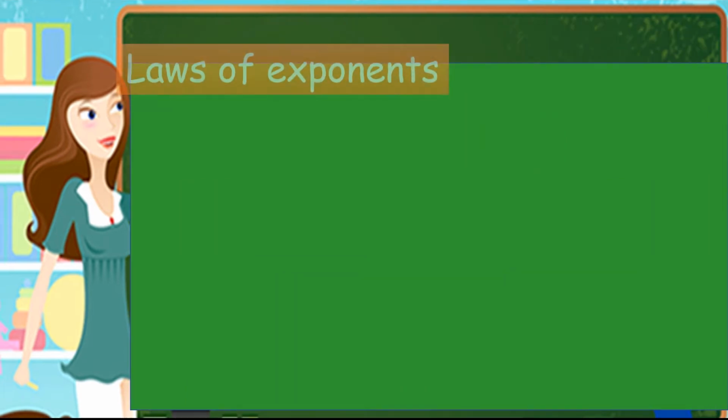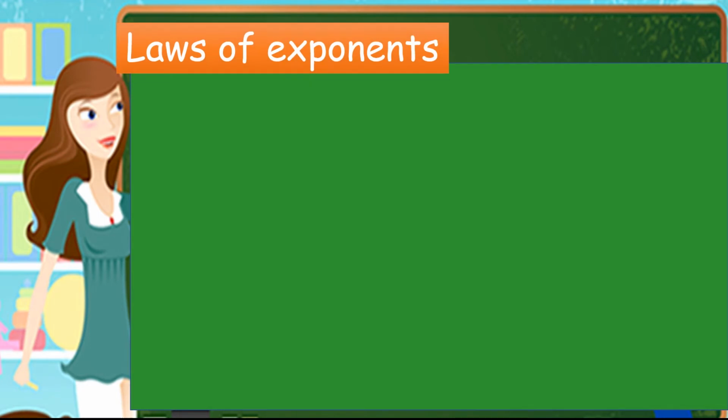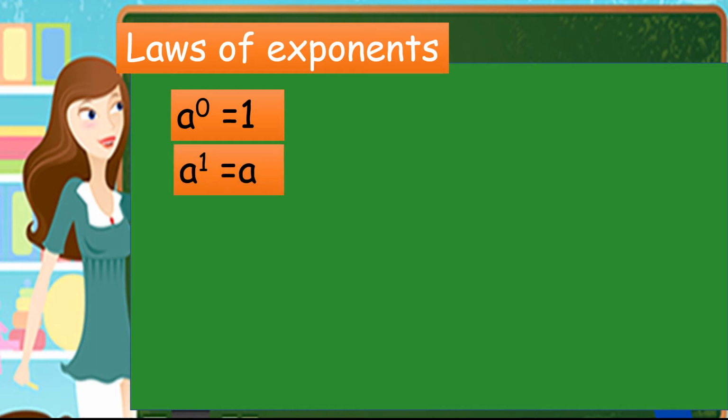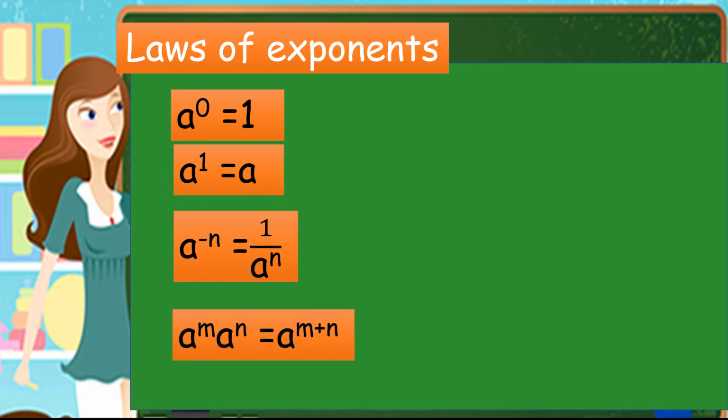So, let us identify what are the laws of exponent. So, ito po ang ating laws of exponent. So, a raised to the 0 power is equal to 1. A raised to the 1st power is equal to a. A raised to the negative n is equal to 1 over a raised to the n power. And a raised to m times a raised to n is equal to a raised to m plus n.